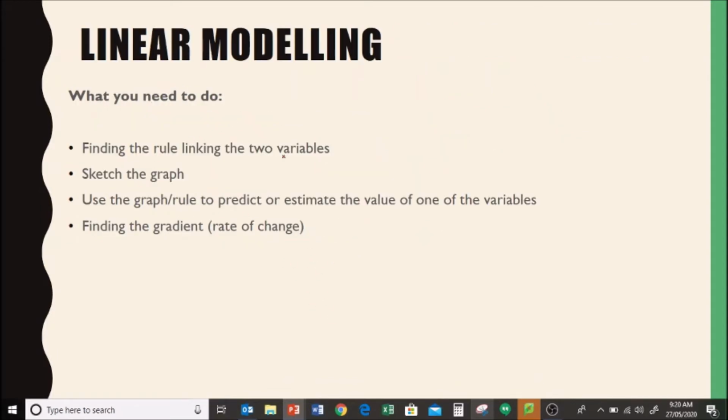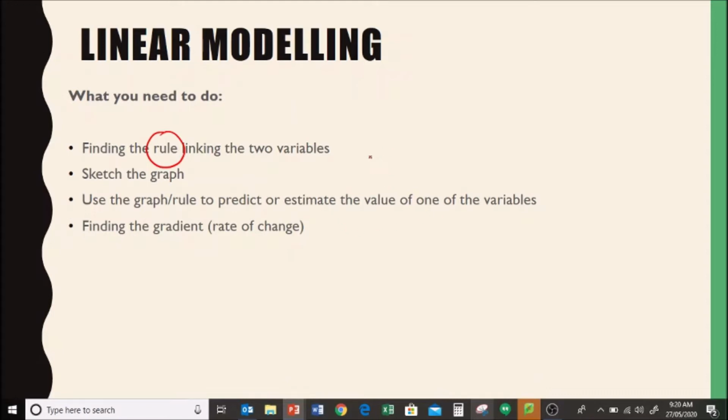So what you need to do for linear modeling is you need to find the rule to link the two variables, which we'll go over. You need to be able to sketch the graph, which we will do a worked example of. And you need to use the graph rule to predict or estimate the value of one of the variables.